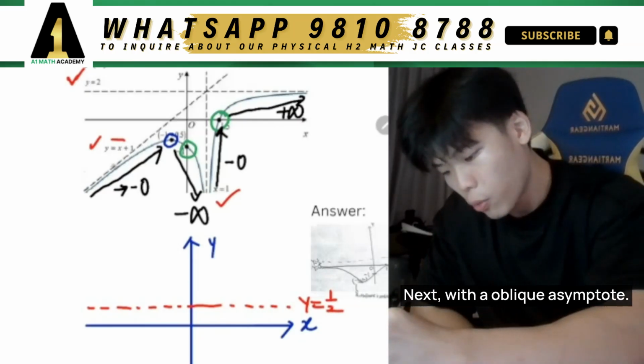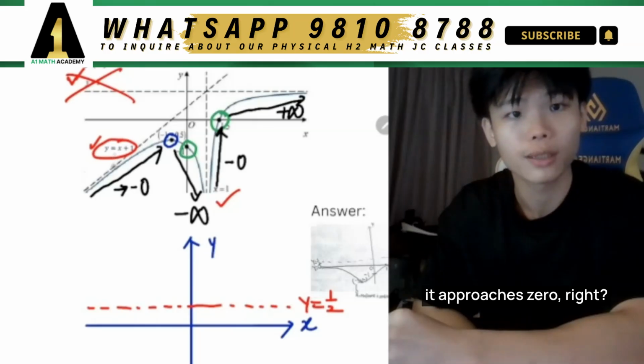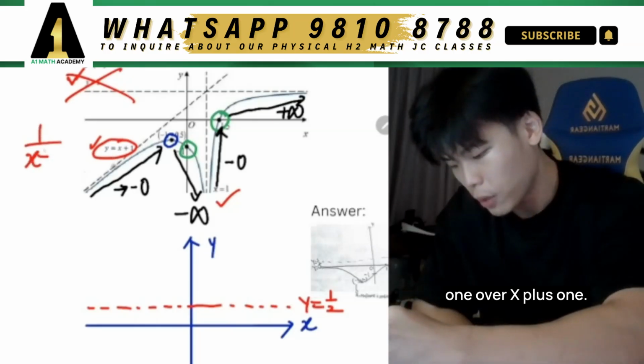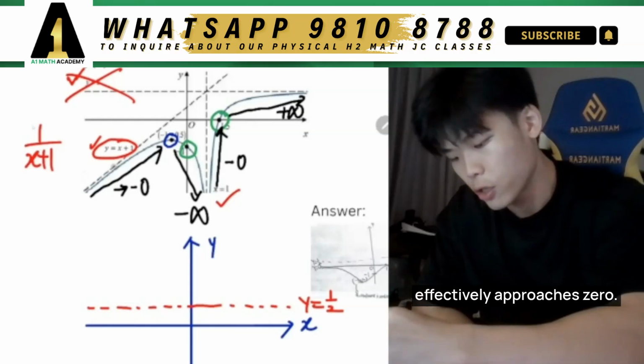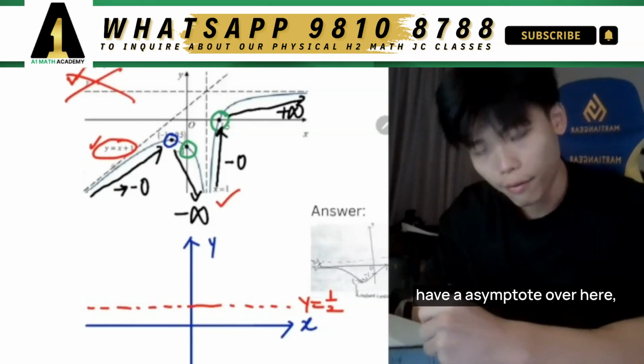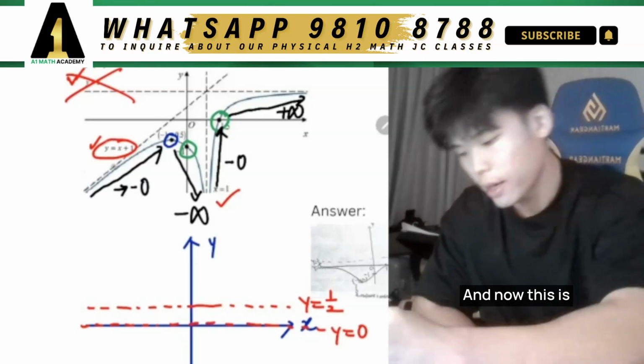Next, with the oblique asymptote, so now this is out of the game. Oblique asymptote, remember, it approaches 0, right? Because you have 1 over x plus 1, and as the value in the bottom gets very big, the whole fraction effectively approaches 0. So apart from this, we also have an asymptote over here, which is y equals 0. Another asymptote over there, right? And now this is out of the picture.